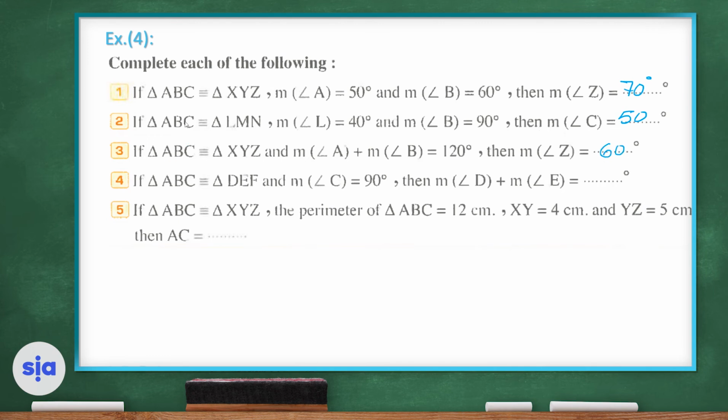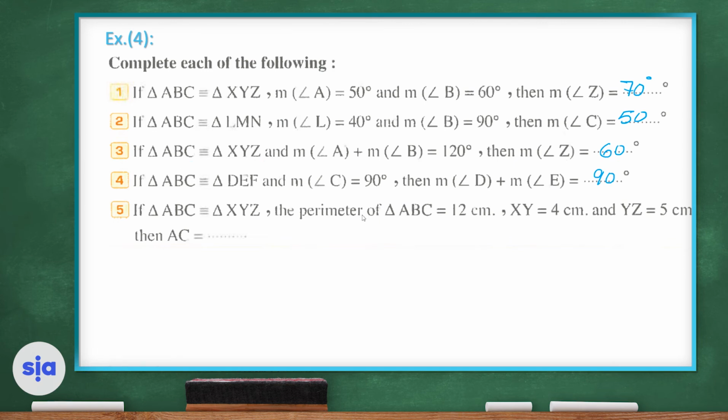Question 4. If triangle ABC is congruent to triangle DEF and C is 90 degrees, then the measure of angle D plus the measure of angle E is what? If C is 90, then F is 90. So these two angles together, they are 180 minus 90, so their sum is 90 degrees.